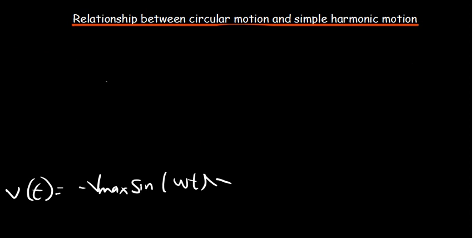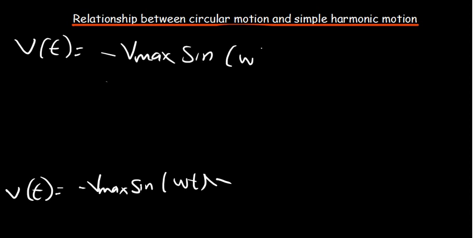So we can write it on top there. We are saying V as a function of t equals negative V max times sine of (wt), or if I don't want to include that one, I can put 2 pi ft. Okay, so now what if I differentiate that one again? What am I going to get?